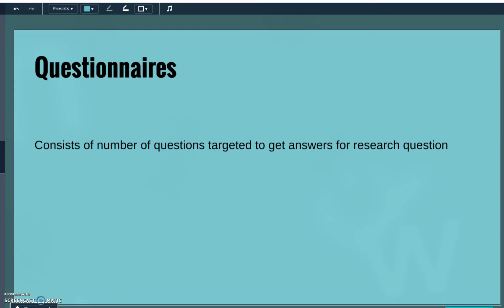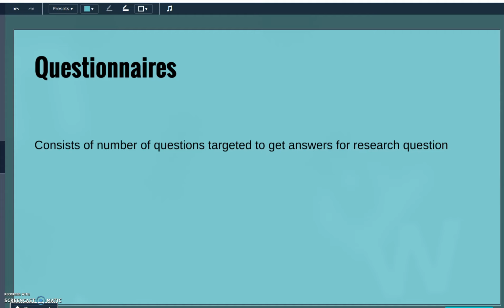A questionnaire is sent to the person from whom the interviewer wants to collect data. It consists of a number of questions targeted to get answers for the research question. Now they can be in printed form. They can be sent to the person who is the respondent. You can prepare your questions according to your research problem, select your respondents, send them the questionnaire, tabulate data, analyze and interpret it. There can be several forms of questionnaire.